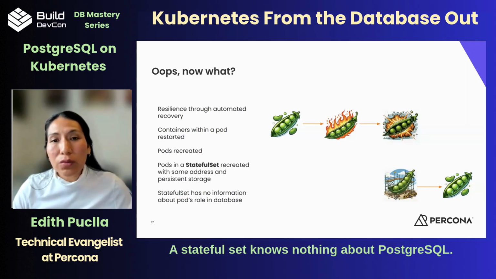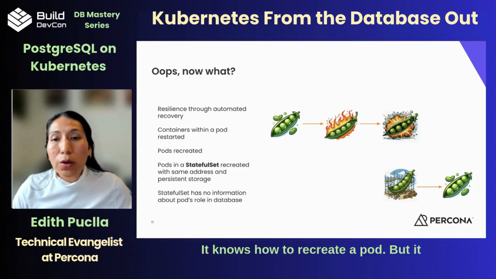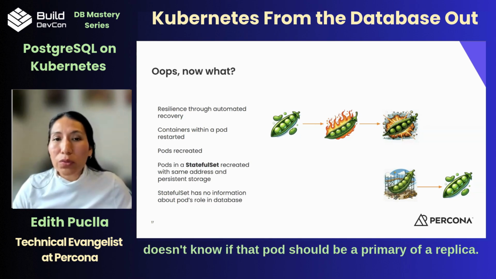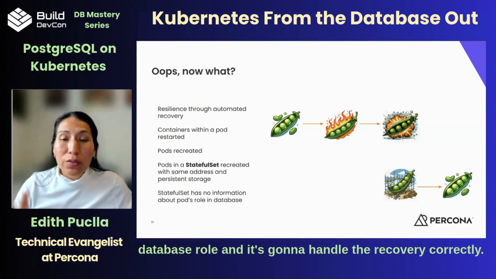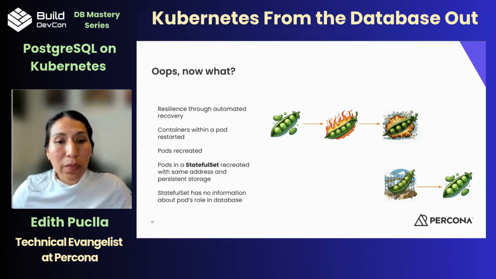A StatefulSet knows nothing about PostgreSQL. It knows how to recreate a pod, but it doesn't know if that pod should be a primary or a replica. This is where the Percona operator comes in. The operator understands the database role and it's going to handle the recovery correctly.